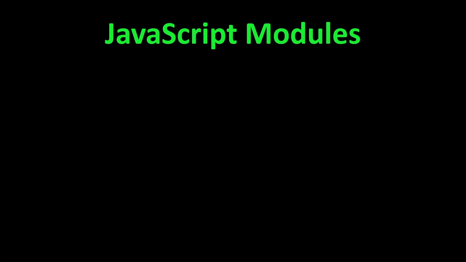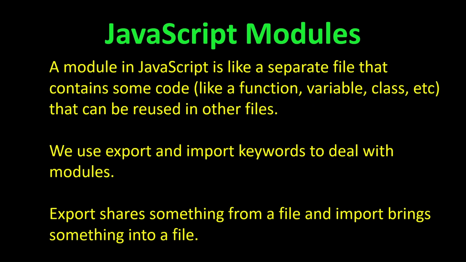First, let's understand what is JavaScript modules. A module in JavaScript is like a separate file that contains some code, like a function, variable, class, etc., that can be reused in other files. We use export and import keywords to deal with modules. Export shares something from a file and import brings something into a file.